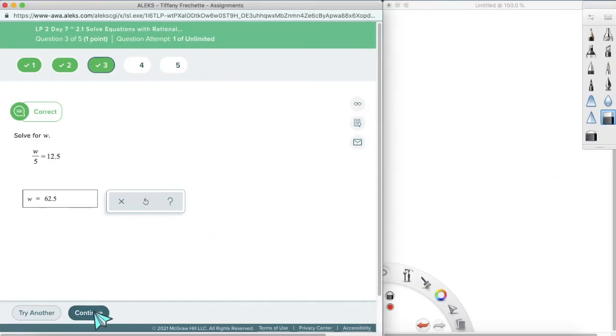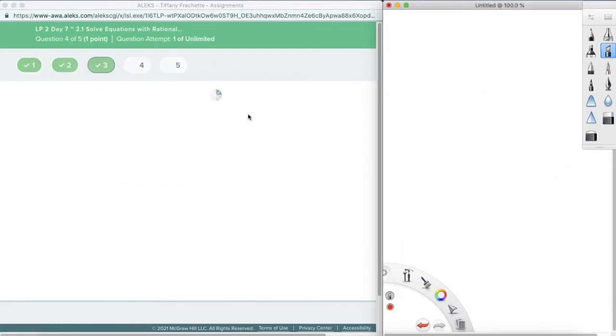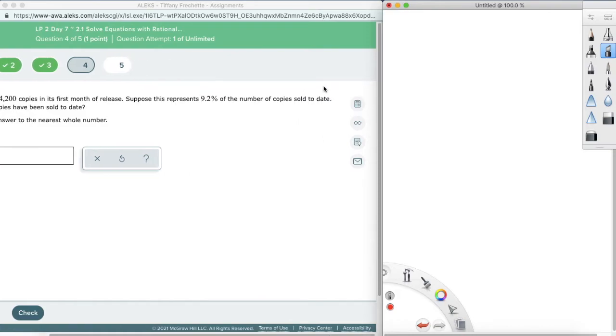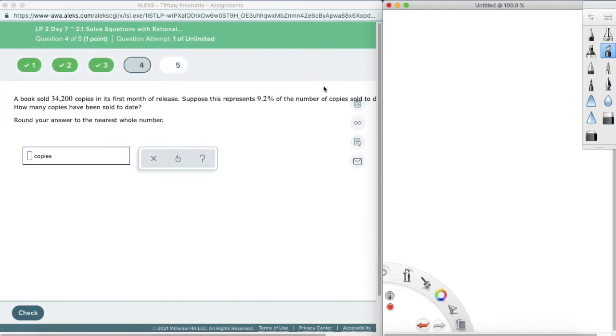Continue. 2 more and then we'll be done with this guy here. So a book sold 34,200 copies in its first month of release. Suppose this represents 9.2% of the number of copies sold to date. How many copies have been sold to date?